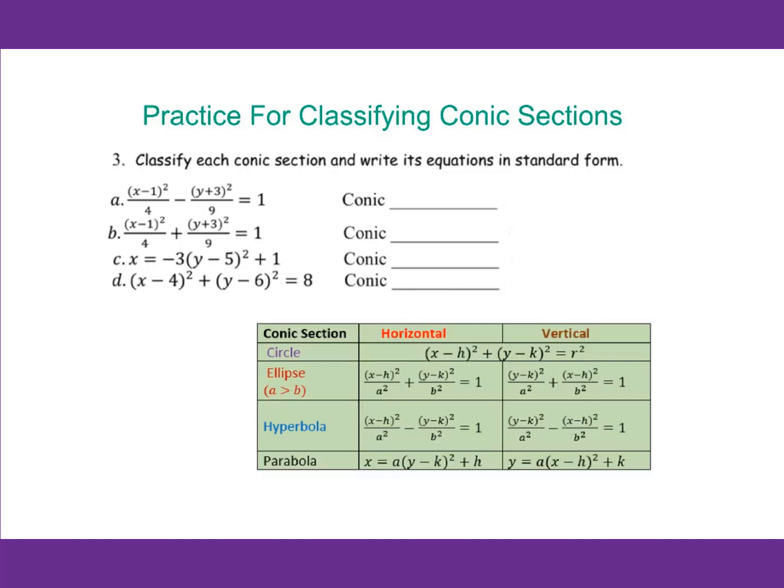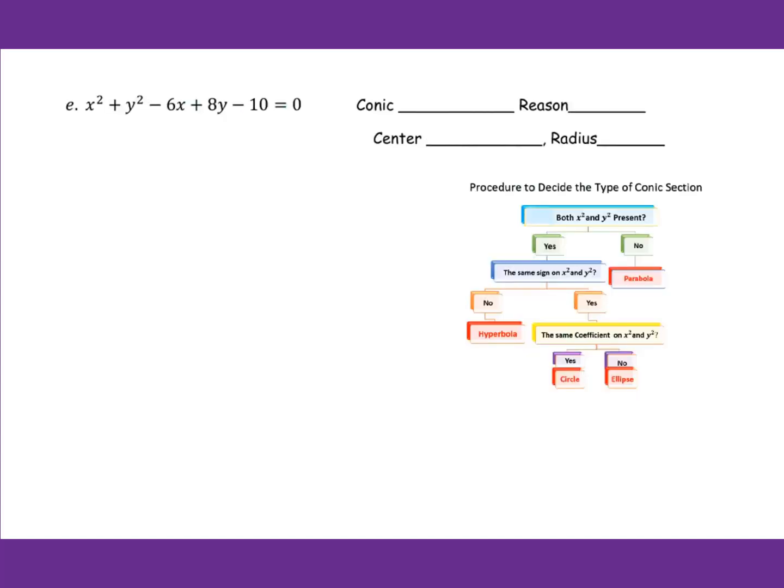According to the standard form, we know for A, that's a hyperbola. For B, that's an ellipse. For C, will be parabola. For D, that's a circle. For E, this is a general form for a conic section.